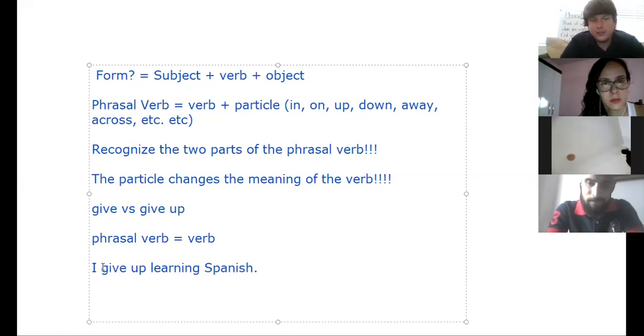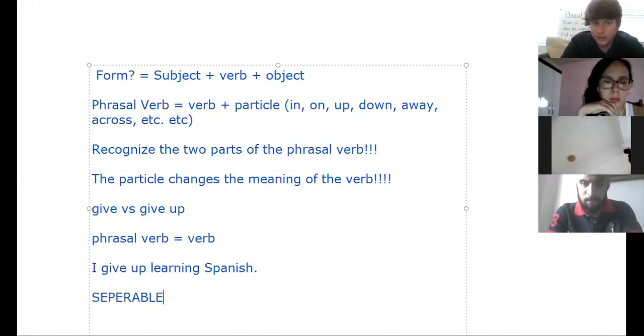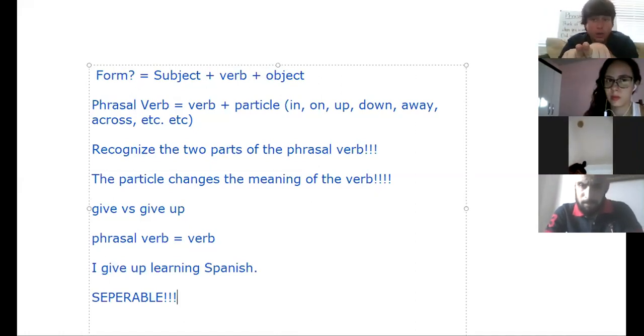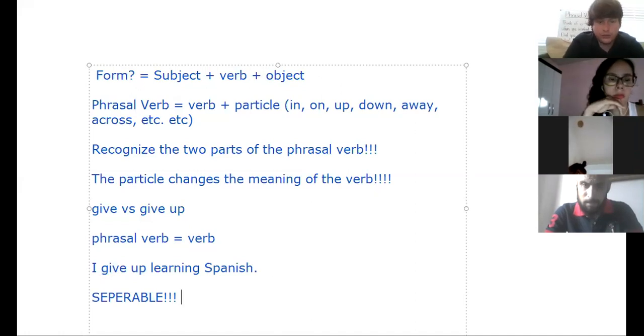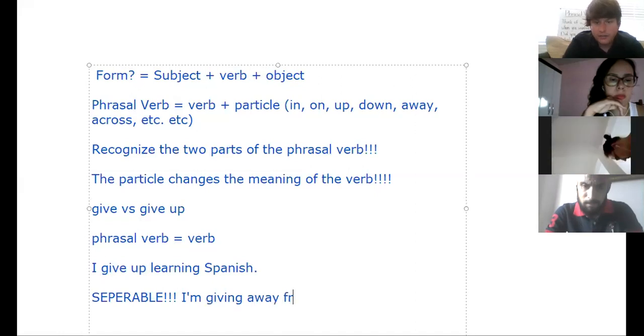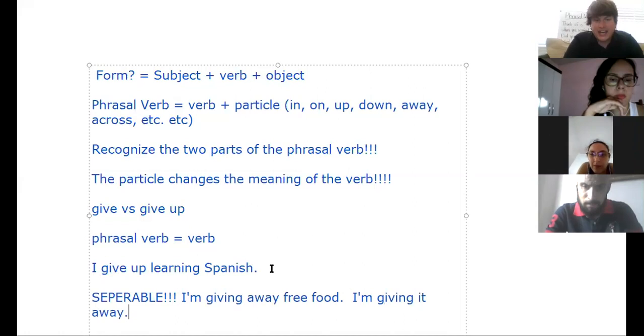As you can see, the phrasal verb is functioning as a verb, but don't forget that some phrasal verbs are separable. That means you can separate the verb and the particle, or you don't need to separate them if you don't want to. So for example, I'm giving away free food. I'm giving it away. This phrasal verb, give away, is considered separable. So you can put an object in the middle of the phrasal verb, and this is very, very common. And in fact, this is why it is difficult.